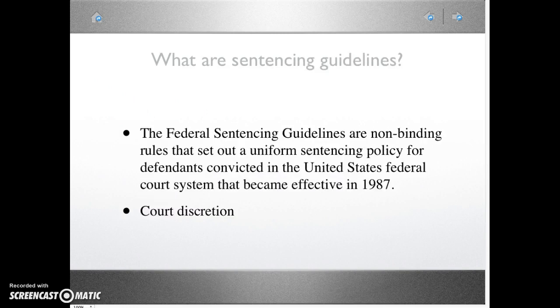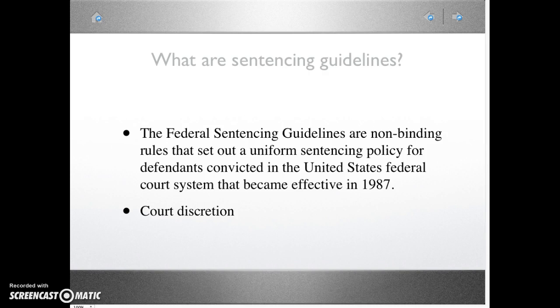Next is what are sentencing guidelines. For example, at the federal level, the federal sentencing guidelines are non-binding rules that set out a uniform sentencing policy for defendants convicted in the United States federal court system, and that became effective in 1987. So how does this work? How does the judge, for example, figure out the length of a sentence on a specific individual?